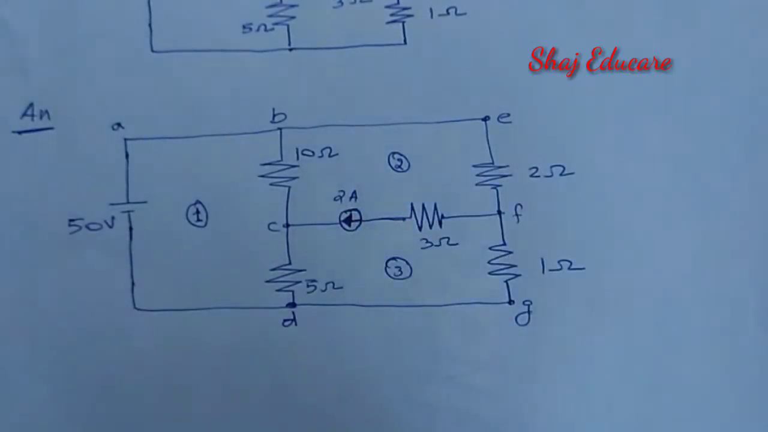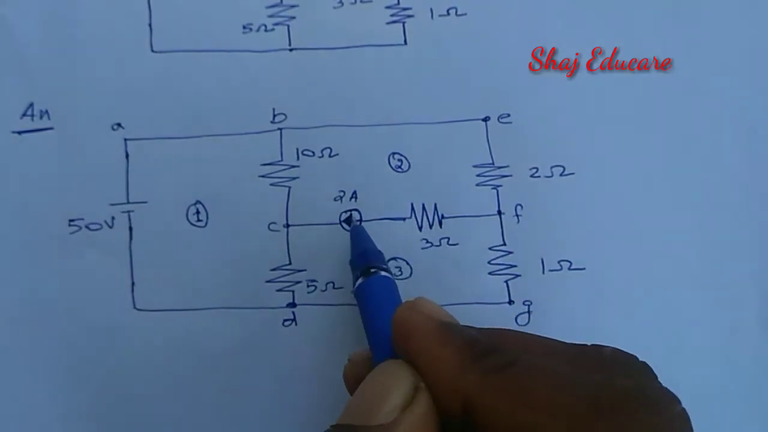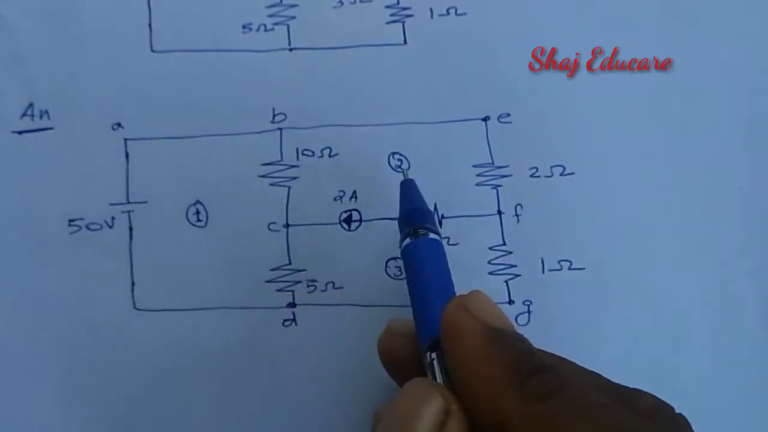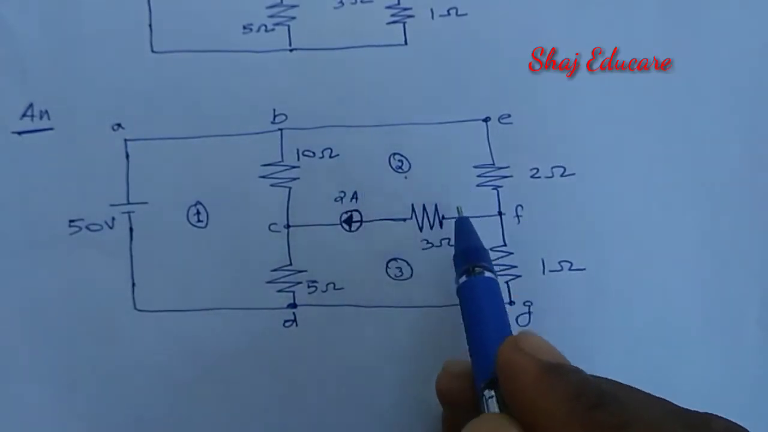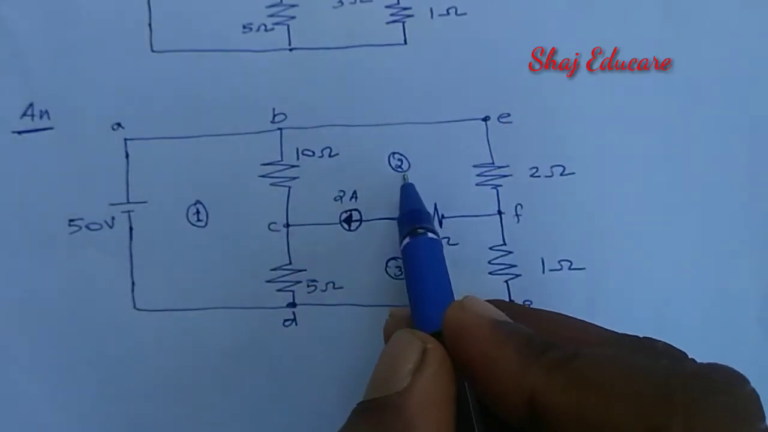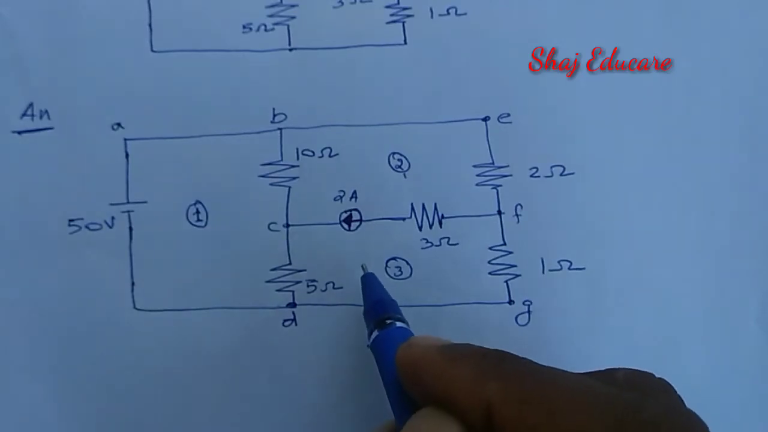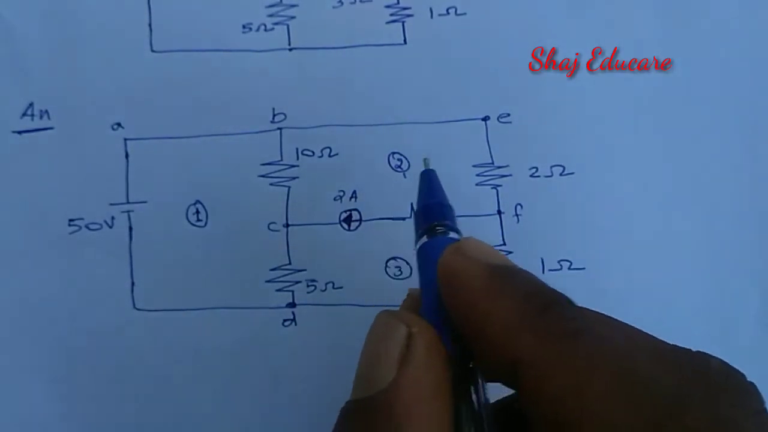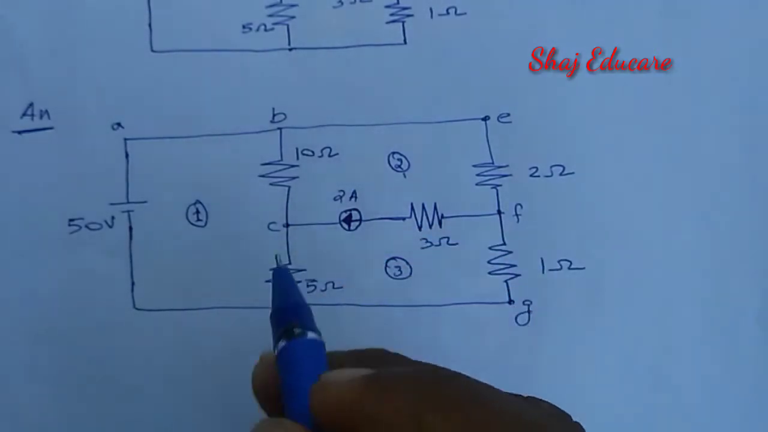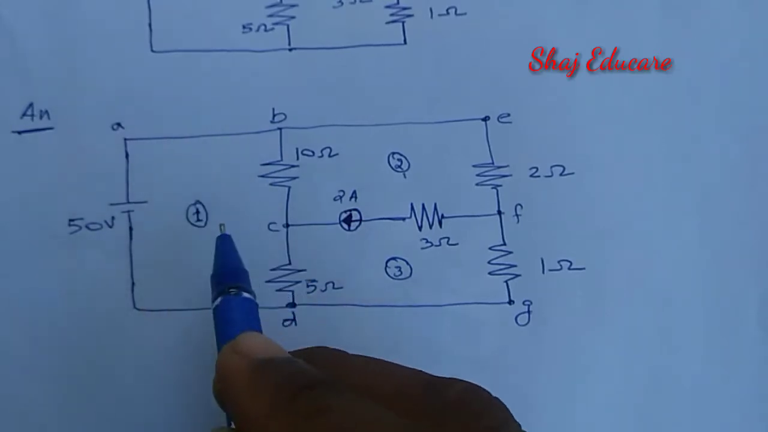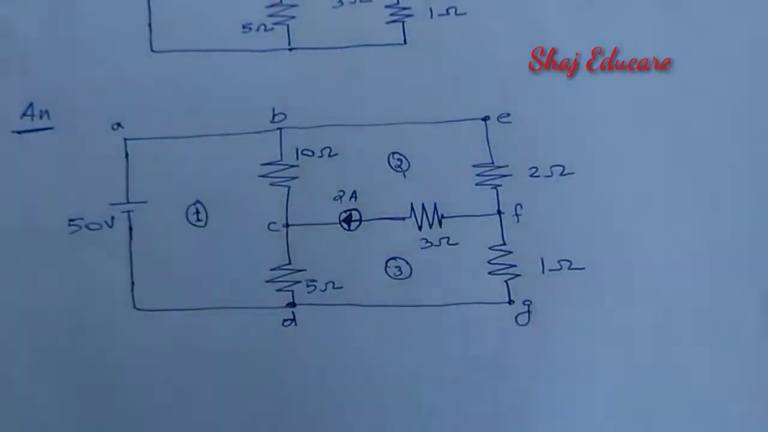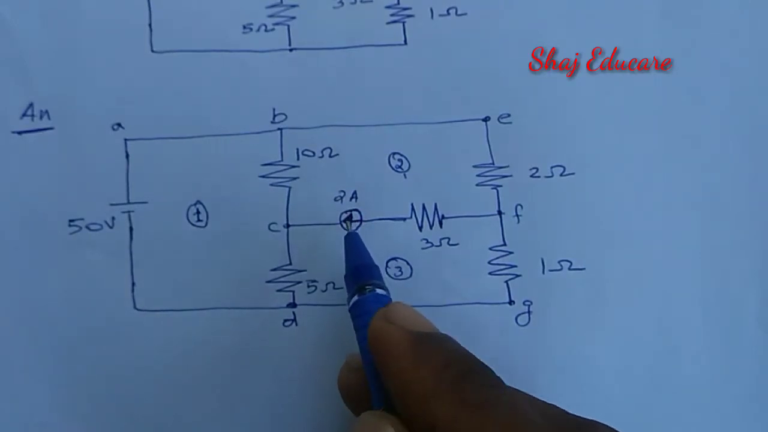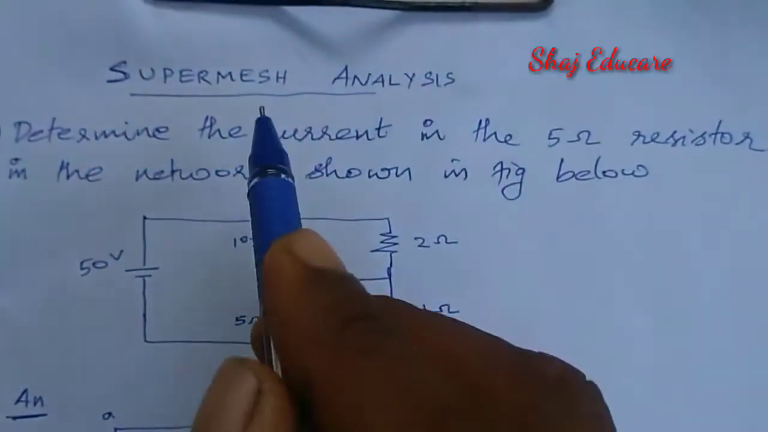In such cases, we cannot apply ordinary mesh analysis because a common current source is there in between them. In this case, we have to consider both mesh 2 and 3 together, known as a super mesh. Otherwise, by using mesh 2 and 3, we can form a super mesh. Let us go deeper into this topic. Before that, I'm just giving an introduction, that's all. Suppose we have three meshes, 1, 2, and 3. The mesh 2 and 3 share a common current source of 2 ampere. That's why we are going to use super mesh analysis.